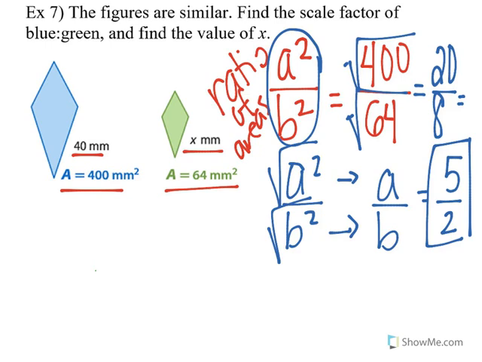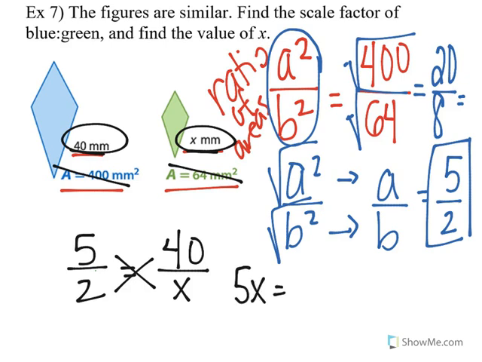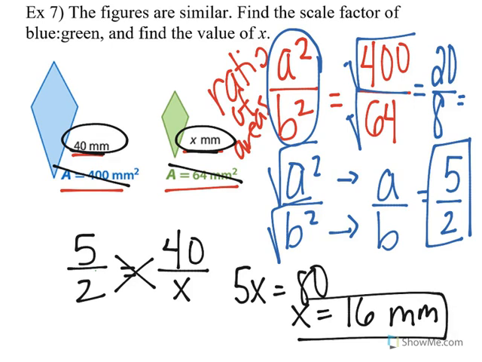Now, once I have my scale factor, what do we need to do from here? We need to find the value of X. This is pretty simple, so we no longer need our areas because we know that our scale factor of 5/2 is equal to the ratio of corresponding side lengths. So it would be equal to 40 over x. We could cross multiply. We'll get 5x equals 80. So x will equal 16, and I believe it is in millimeters. Okay, so that is the last example.